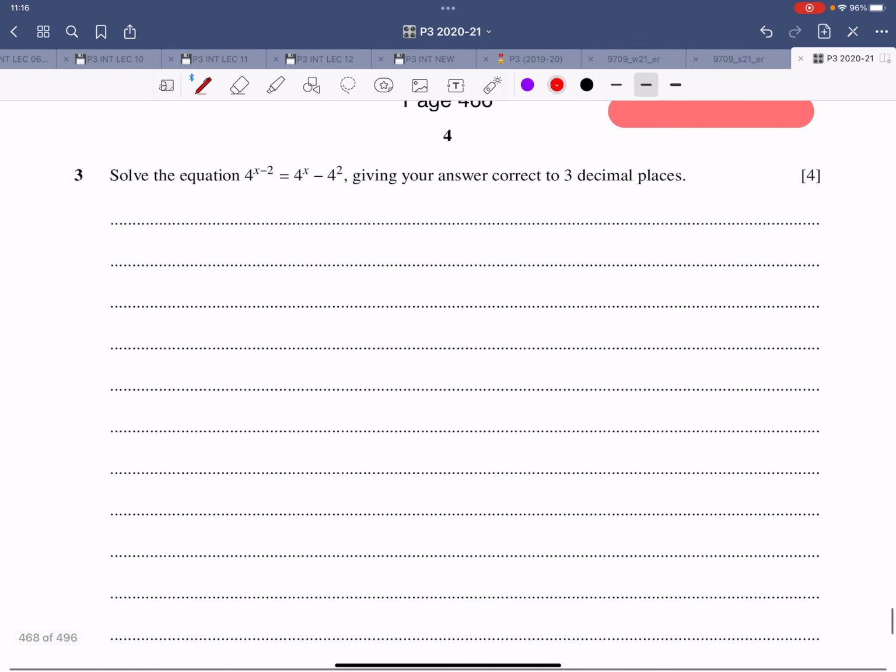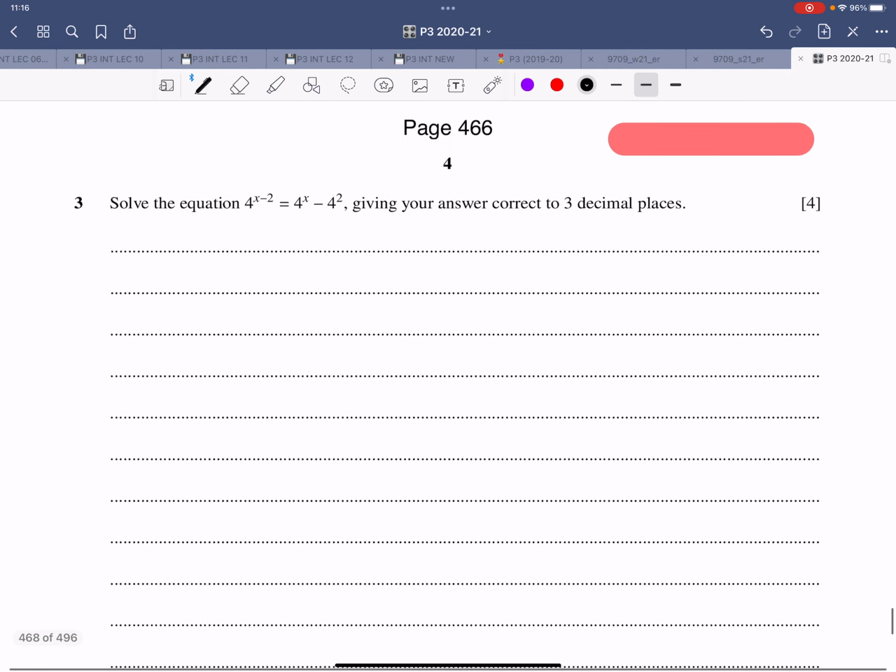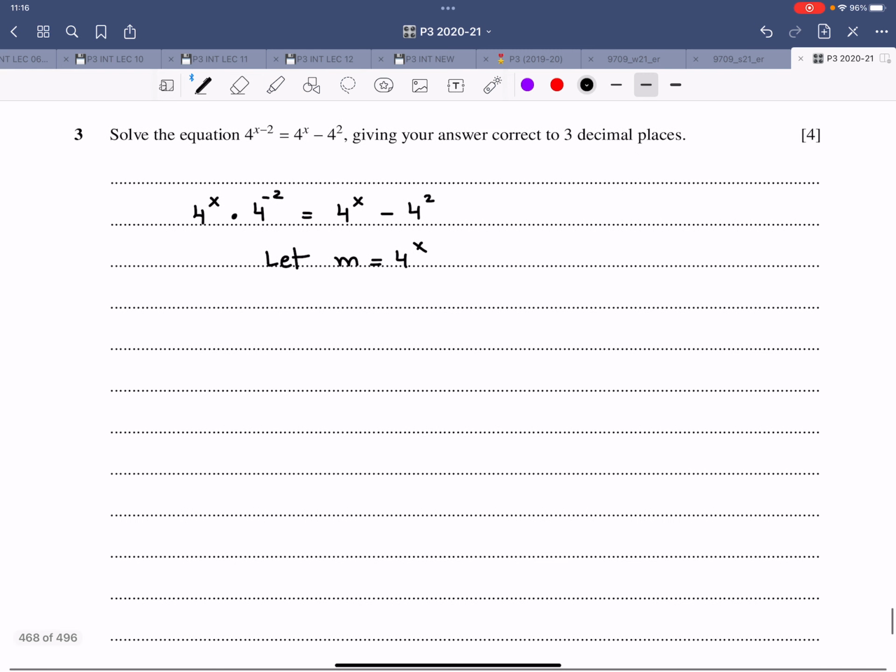Question number 3. What is this about? This is about logs and exponentials. Solve the equation 4 raised to the power of x minus 2, that's 4^x times 4^(−2), equals 4^x minus 4^2. Give your answer correct to 3 decimal places. Make a substitution: let m equal 4^x. So m divided by 16, since 4^(−2) is 1/16, equals m minus 16.